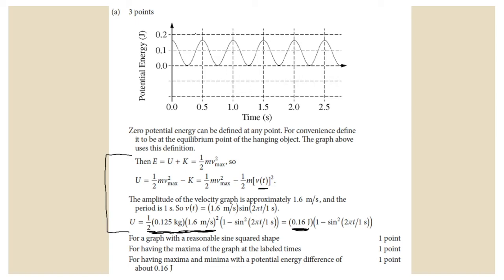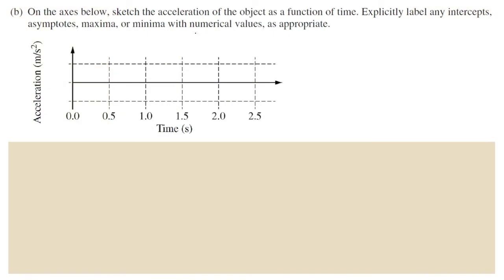And that brings us to part B. Part B of this question here asked us to basically do the same thing we just did, but for the acceleration. Now, this part, I think, is not so hard, or at the very least, not so involved. The first thing you have to recognize is we have to label maxima and minima. And so we're going to have to calculate the value of the maximum acceleration.